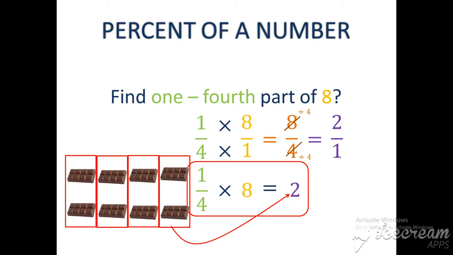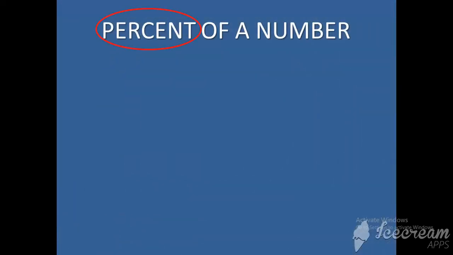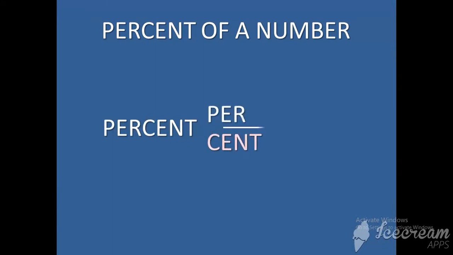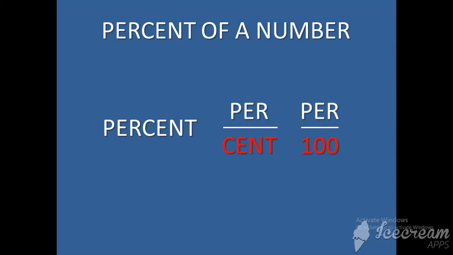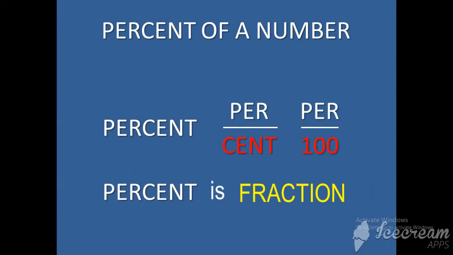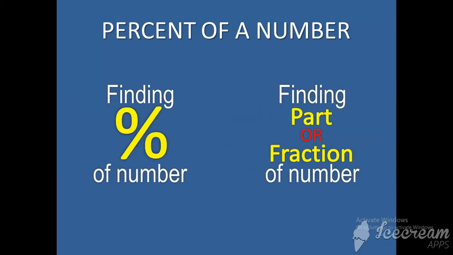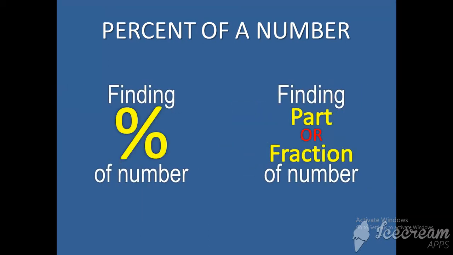Well, now come to our main topic, that is percent of a number. Percent basically means expressing any number per hundred, or out of 100. This shows that percent is a fraction. Indeed, it is a special fraction which has denominator 100. Since percent is a fraction, finding percent of a number is the same as finding fraction of a number that we have just recalled. So now next let's find the percent of a number.